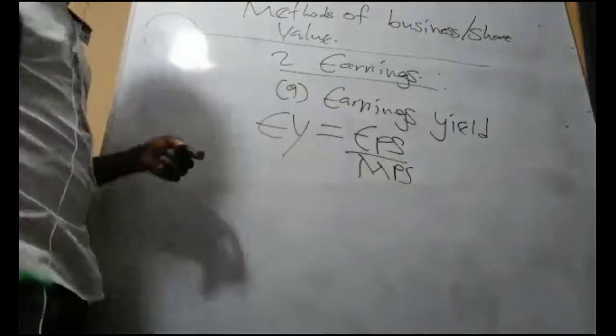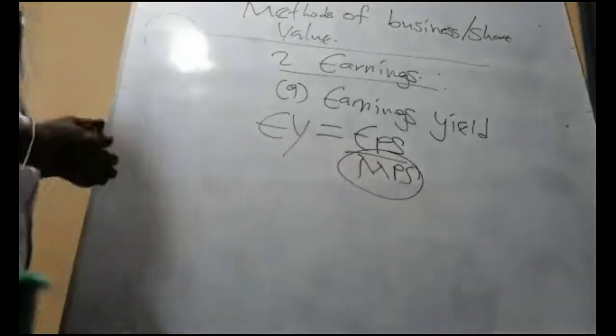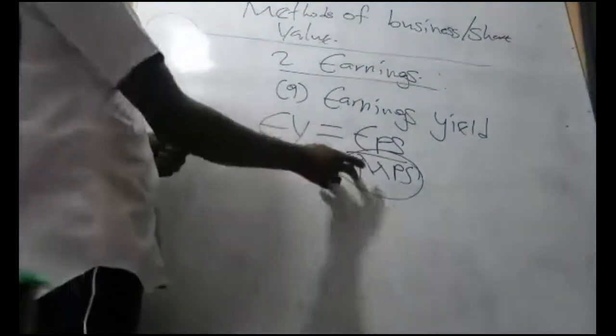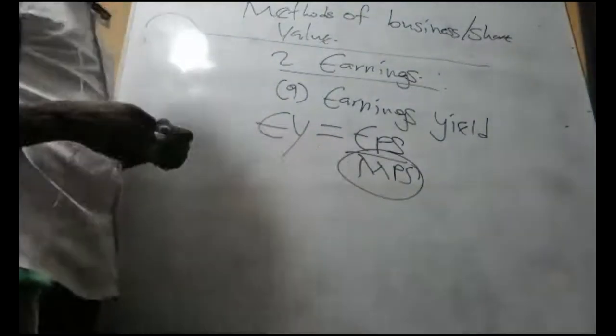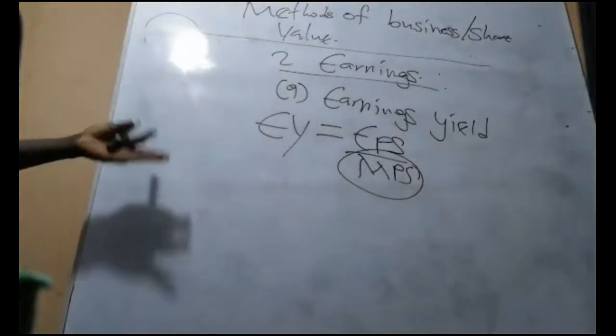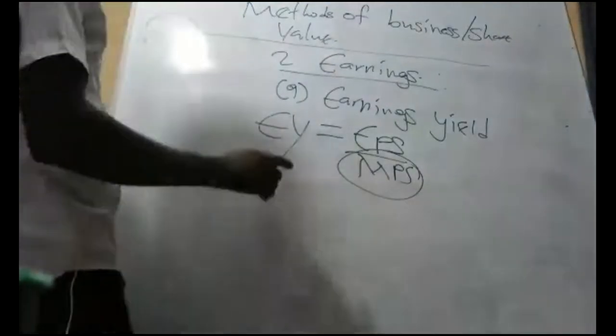So you make the market price the subject to give you the price of it. Just like we said, the market price of an unquoted company cannot be determined. So you are going to use an equivalent quoted company. And then we assume a risk factor. That's all. So next week we do just that.